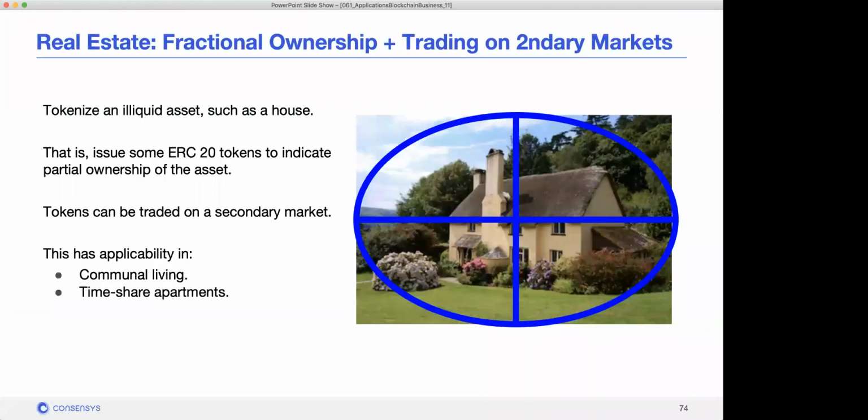So now I'm going to move on to real estate. Before, I mentioned the idea of tokenizing illiquid assets such as houses. And so you can issue an ERC20 token representing the house and sell parts of the house. In particular, you could imagine if you had communal living, so communes, or timeshare apartments, this would be a really good way of making it nice and simple to trade your ownership of that asset.